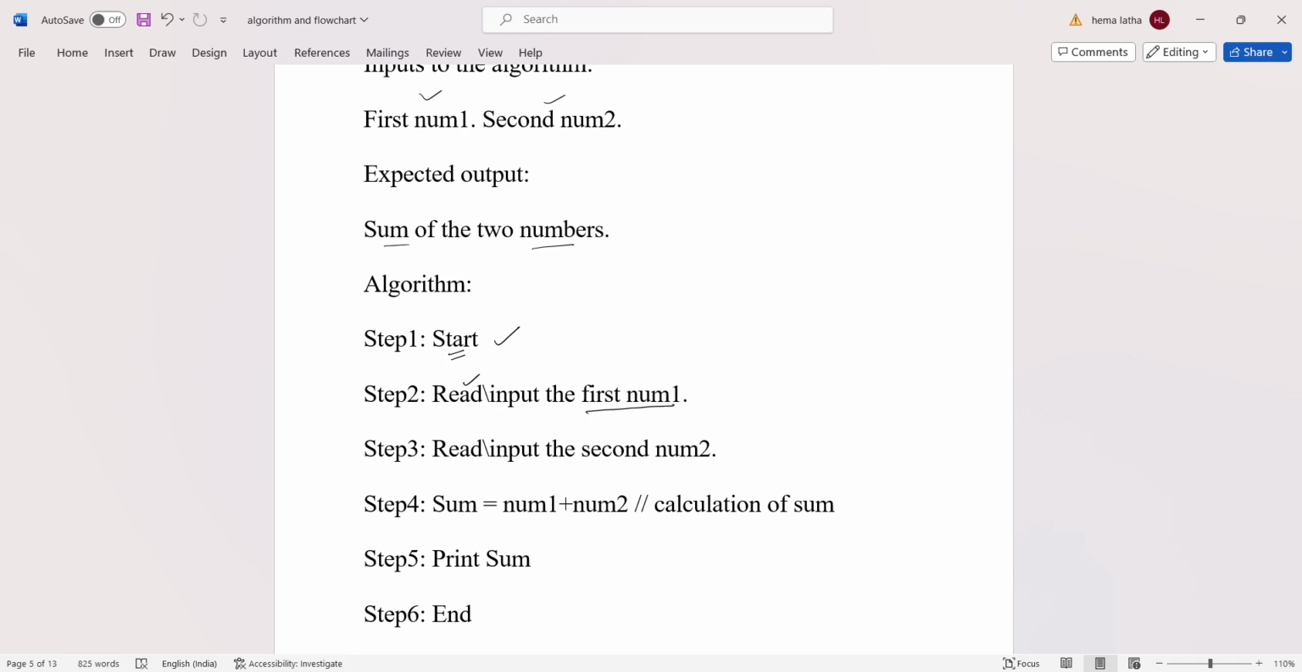First reading the first number, and the next step is reading the second number, and the third one is sum is equal to num1 plus num2. The first number and the second number are added together and stored in sum. Okay, calculation of that, and then print sum and end. So starting and ending, getting two inputs, doing the calculation, printing the output. These are the steps involved in this program.